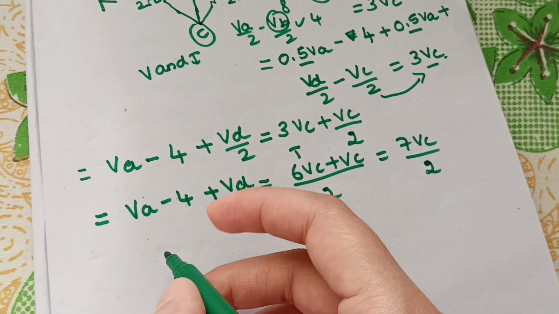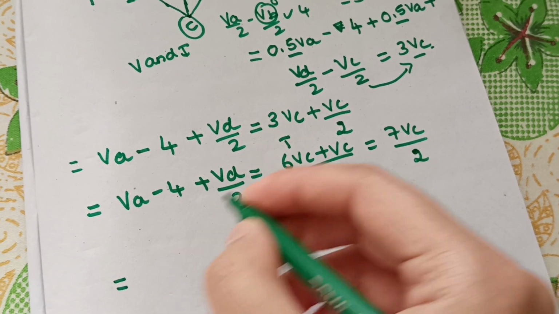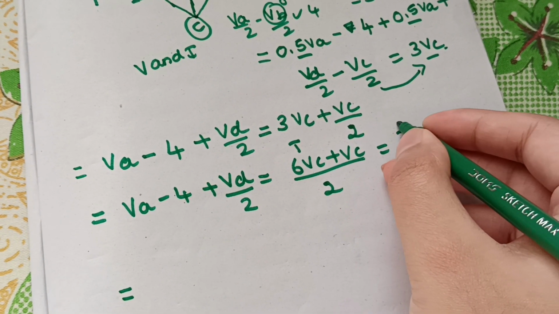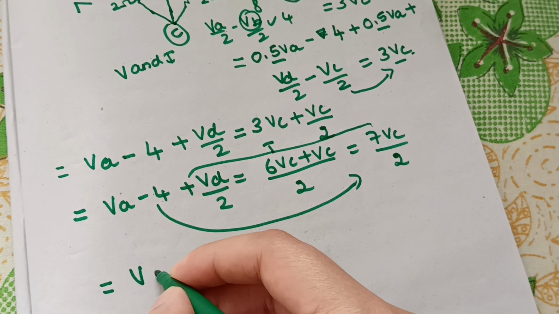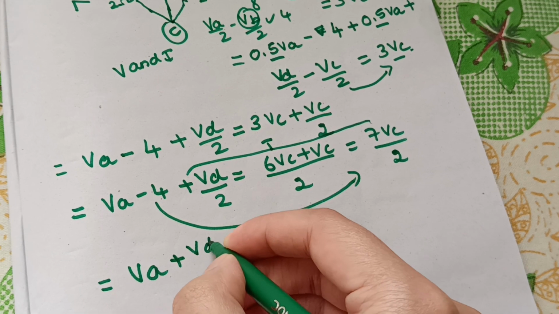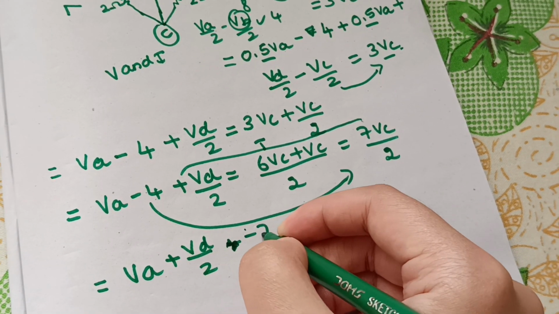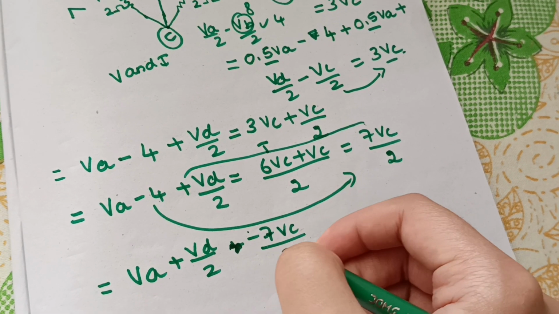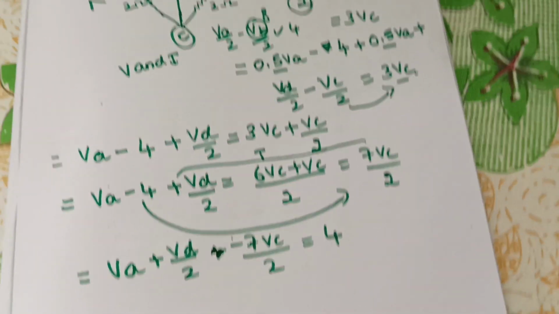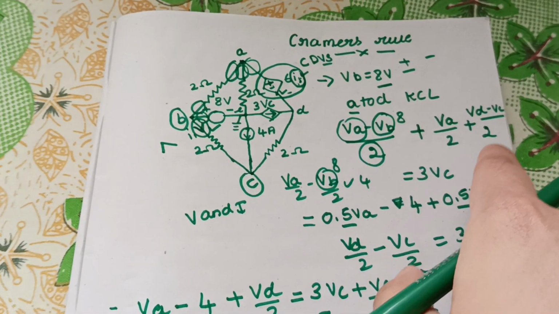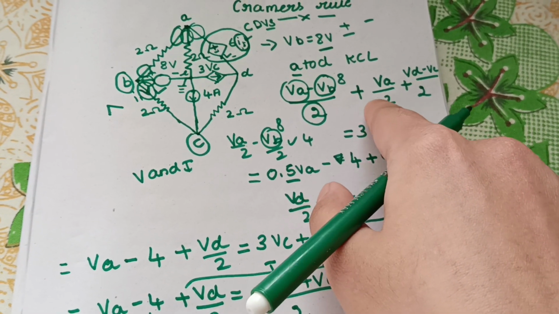Fine. So now we are going to shift again this particular term to this side and 4 to this side. So that you're going to get Va plus Vd by 2 plus minus 7 Vc divided by 2, which is equal to 4. Fine. You got it. So see here, this equation you got to know how to construct. Fine, I told you how to construct this equation, right?